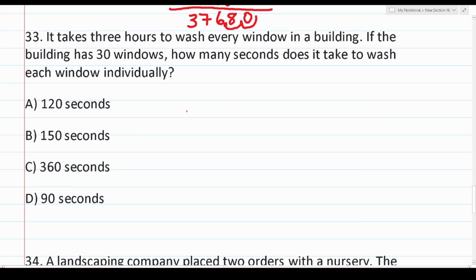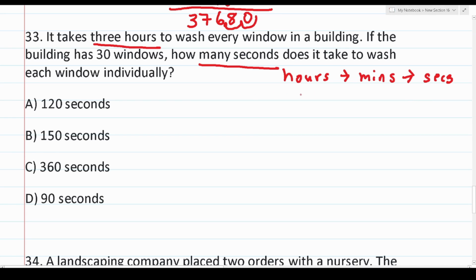All right, number 33 says it takes 3 hours to wash every window in a building. If the building has 30 windows, how many seconds does it take to wash each window individually? So this problem's pretty tricky inasmuch as we're given time in terms of hours, but we want to convert that number eventually to be in terms of seconds. So we're going to eventually have to convert from hours to minutes and finally to seconds to answer this one.